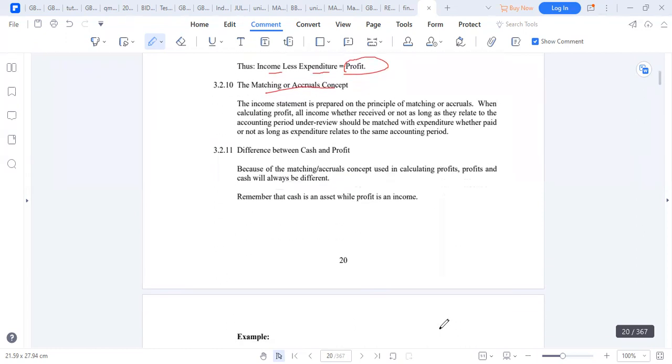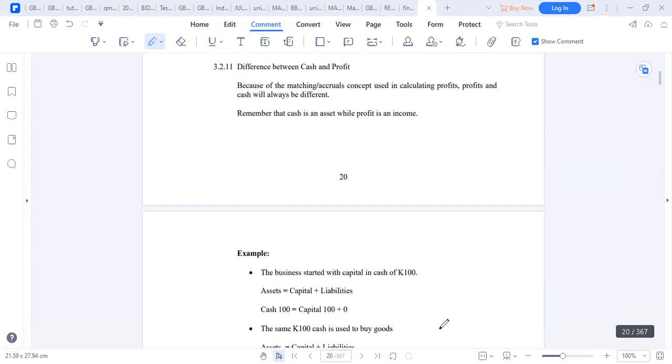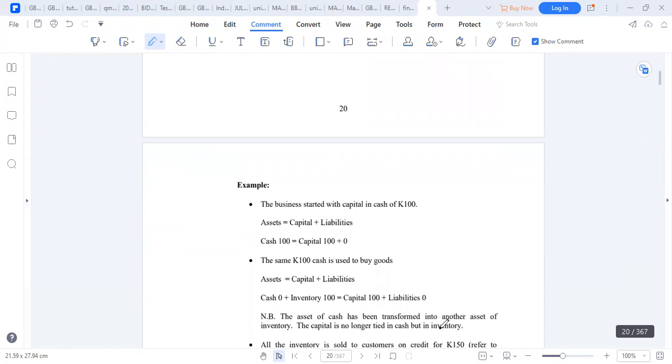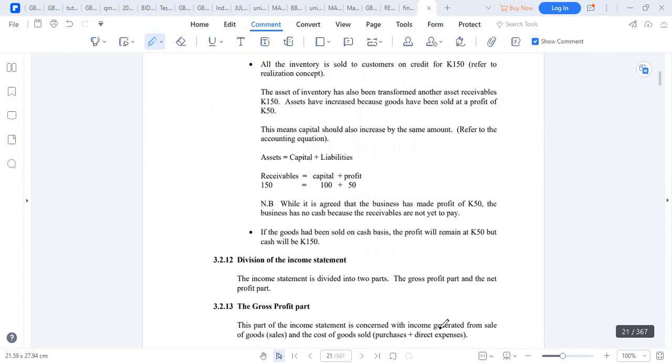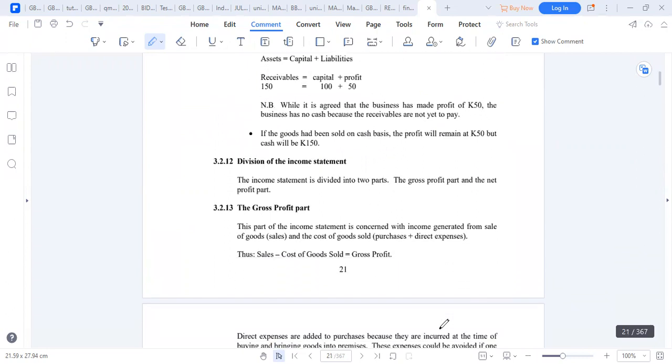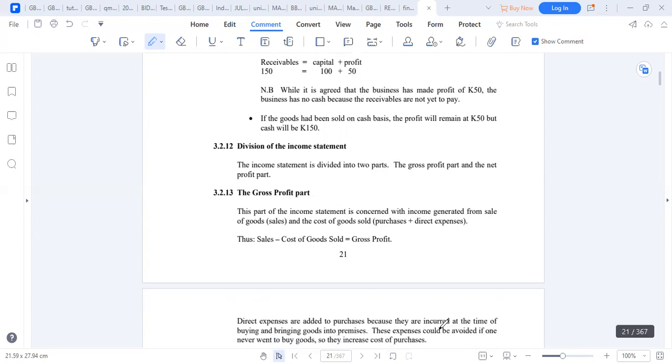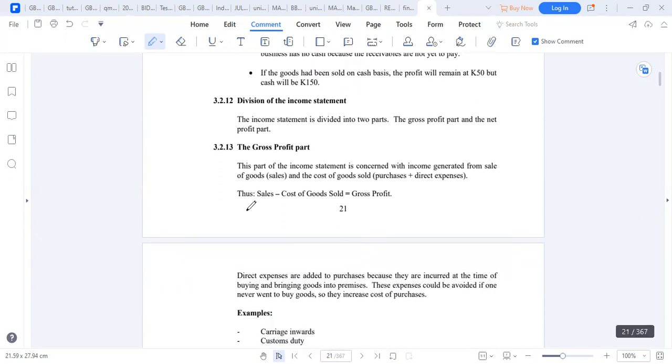Because the accruals concept is used in calculating profits, remember that cash is an asset, while profit is an income. So cash goes to the assets. Don't confuse it with income. Also, in the income statement, income is divided into two parts: gross profit and net profit. Gross profit is simply found by taking the sales and subtracting the cost of sales, or the cost of goods sold. That's what gives us the gross profit.